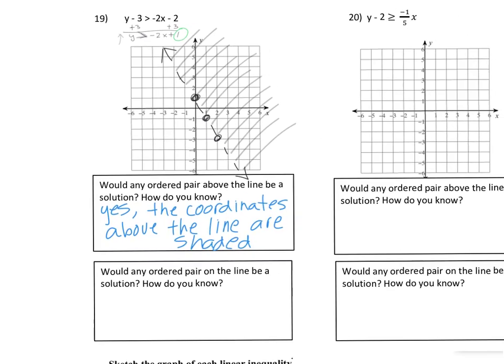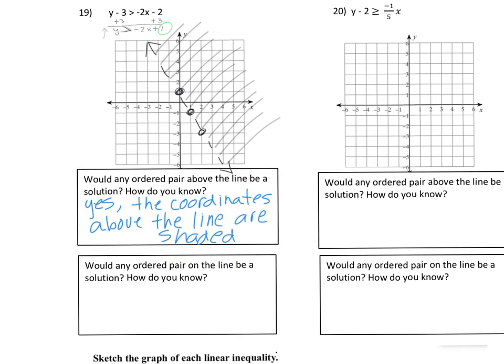Would any ordered pair on the line be a solution? Yes, sir. No. Why not? Because it doesn't say equal or greater. Beautiful. So no, in this case, it would not. And if you just write dotted line, that's good enough for me because we all know what that means, right? If the ordered pair is on a dotted line, it is not a solution, in case you can't tell. That's going to be a question that everybody misses every year. So we're trying really hard to make sure that you're not that person that misses it tomorrow.